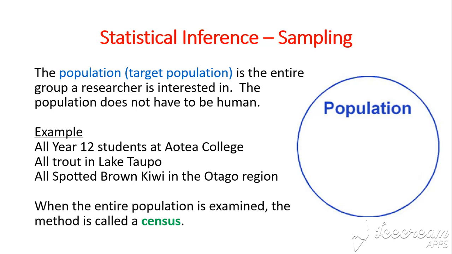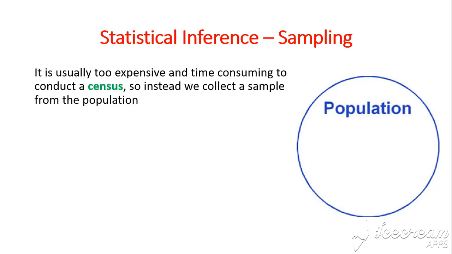Now, when we examine or survey the entire population, we call it a census. In New Zealand, for humans, we do a census every 4 to 5 years where we send out information and gather a survey for everybody living in this country. It's usually too expensive and time consuming to conduct a census and go and get information from every member, especially if we're doing kiwi in the Otago region. It would be very difficult to do. So instead we collect a sample from the population.